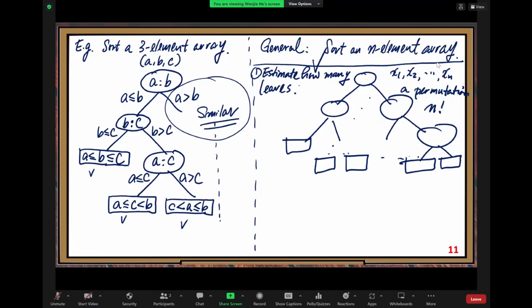The answer is greater or equal to n factorial. Greater or equal to. You may ask me why greater or equal to, not exactly equal to n factorial. Because remember, here we are talking about a general comparison-based sorting algorithm. A general sorting algorithm means any algorithm that gets an n element array sorted. It's not necessarily optimal, right? It could be optimal and it could be non-optimal.